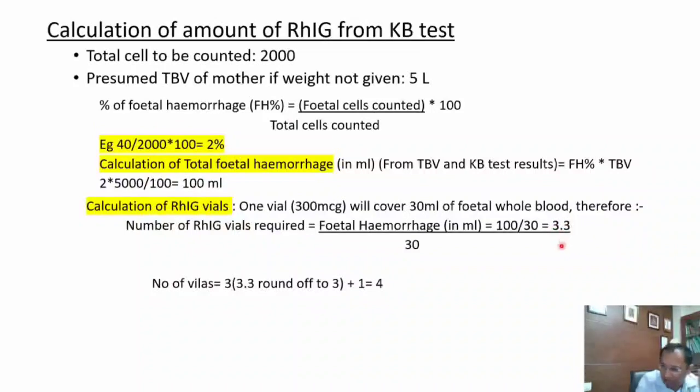You don't want to deal in decimals, so you round it off. Suppose it is 3.3, it rounds off to 3. If it is 3.6, it will round off to 4. Here it is 3.3, so you round it off to 3 and add one vial to it. And why do you add this one vial? You are adding this vial because the KB test is not very accurate, so you want to overdo it. So suppose it is 3, you add one vial to it. Suppose it is 4, you add one vial to it, it will become 5.